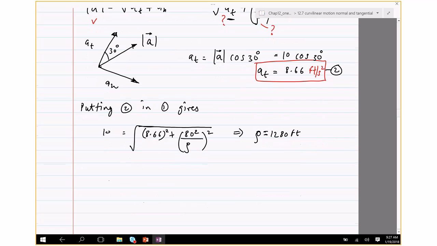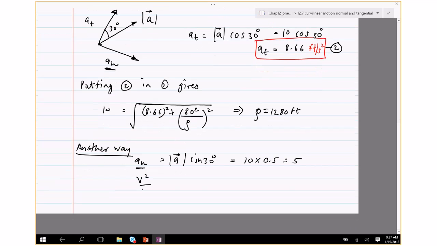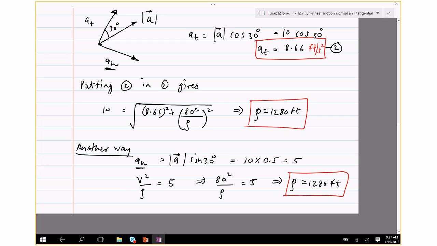Okay, you could actually do it in another way. AN is simply magnitude of A sine of 30 degrees. So that is 10 times sine of 30, which is 0.5, so it's 5. But AN is V squared divided by rho, that should be equal to 5. This gives me 80 squared divided by rho is 5, and so rho equals, let's check if this is right, 80 squared divided by 5. It's 1280, same thing. Okay, so both ways are fine. This is probably much simpler than the first one.